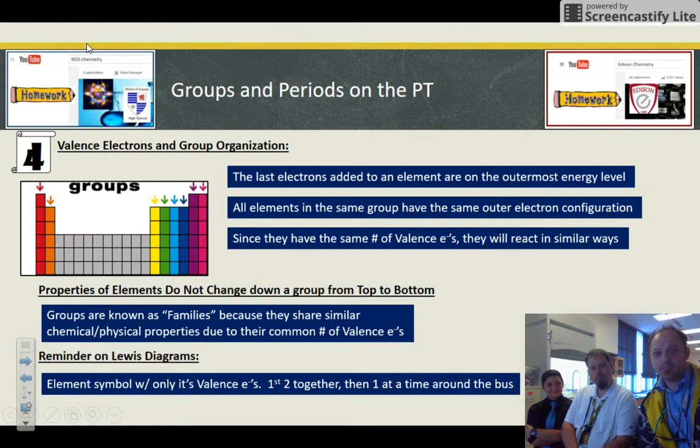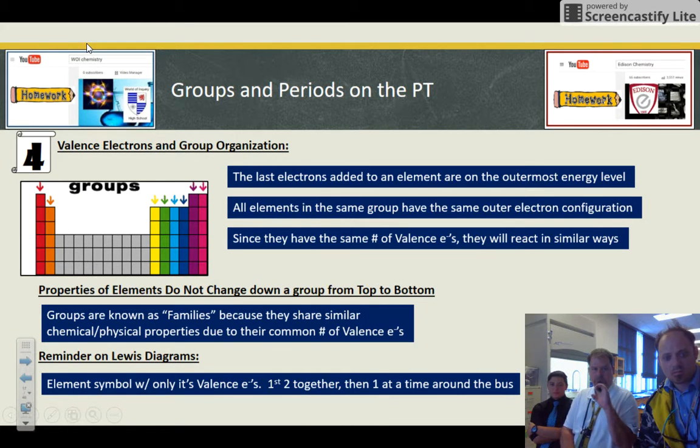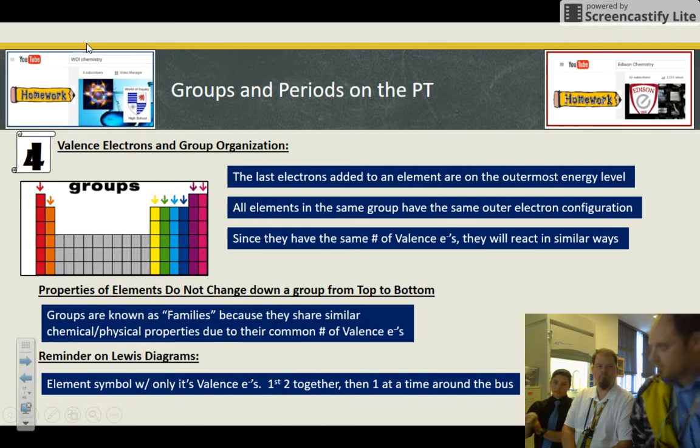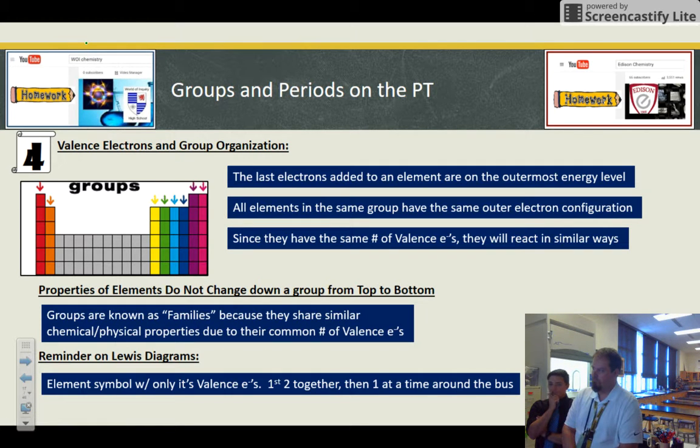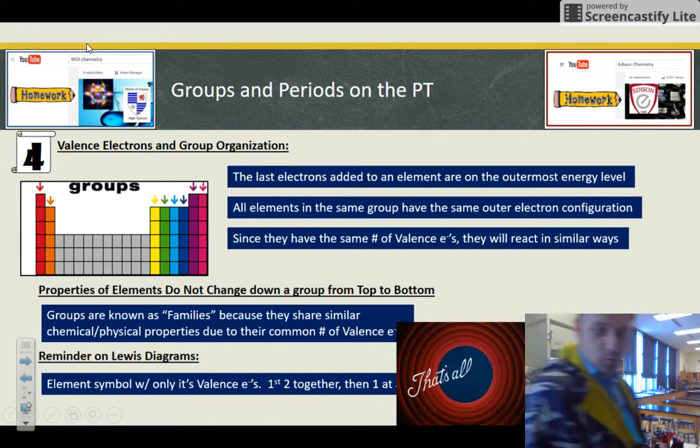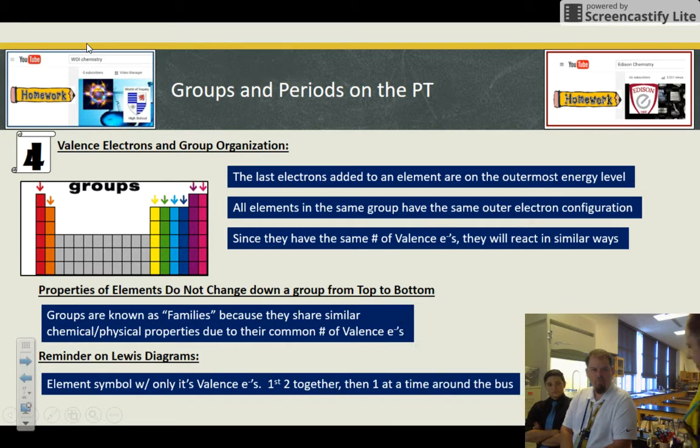Reminder about Lewis dot diagrams. In the middle, you're going to have your element symbol, and around it, you're just going to have your valence electrons. Those are the outer ones. So the first two go next to each other, and then after that, you're going to go around. Kind of like this. Exactly like that. A little refresher from last year.